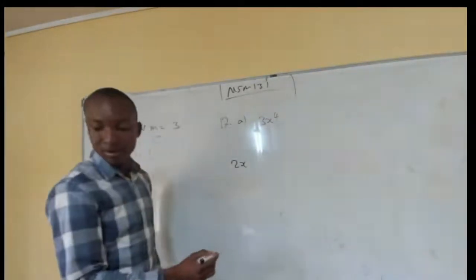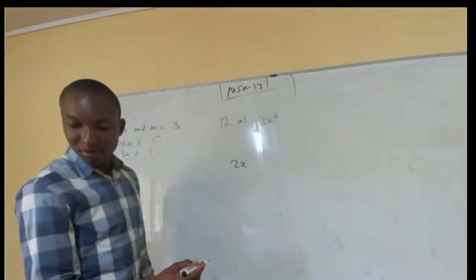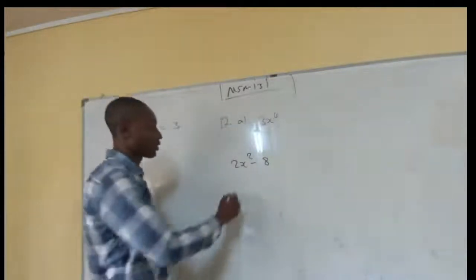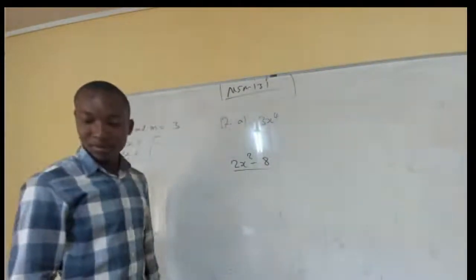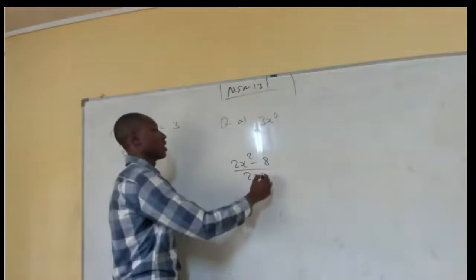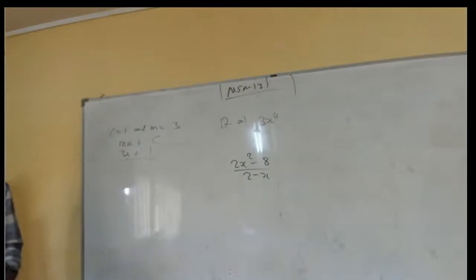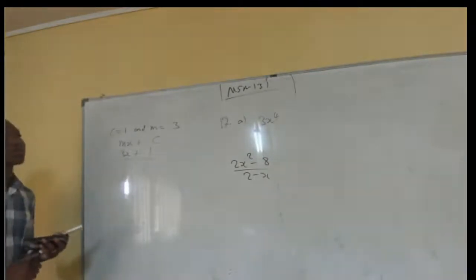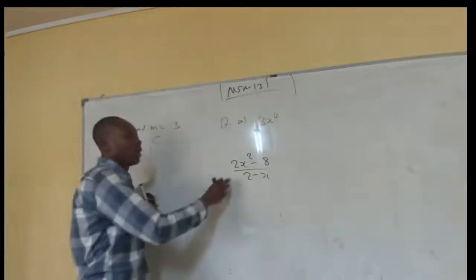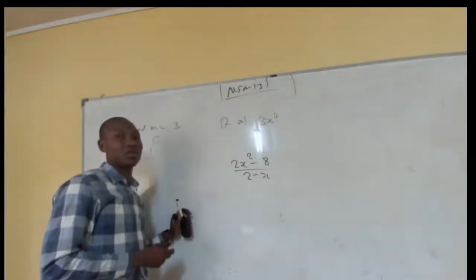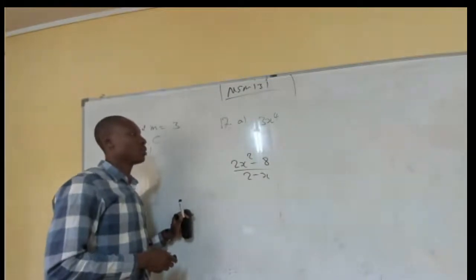2x squared minus 8 over 2 minus x. Alright, so we have a question of that nature. Now, what we're looking for here is, what do you notice about this? Is this a difference of two squares?